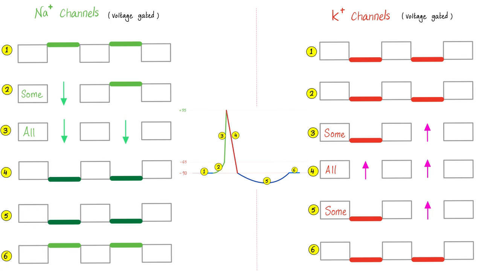What's the difference between 5 and 6? In 5, sodium was closed by the inner inactivated gate, but here we're closing by the outer gate.